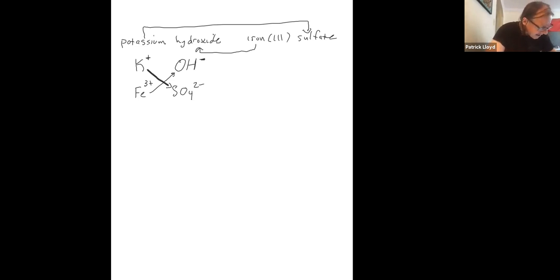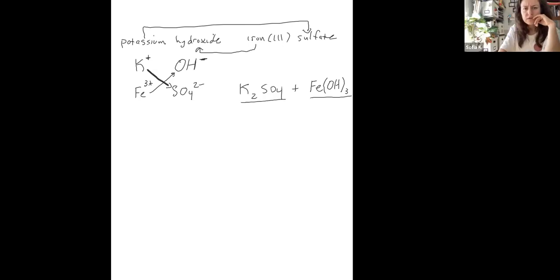So K is only +1, sulfate is -2. So it's really K2SO4, because you need two of the positives to balance the -2. And same thing here, hydroxide is only -1, iron's +3, so you need 3 hydroxides. So Fe, and if you've got a polyatomic ion, you want to write the parentheses in there. So 3 hydroxides. Why are we doing K2 again, not K3?